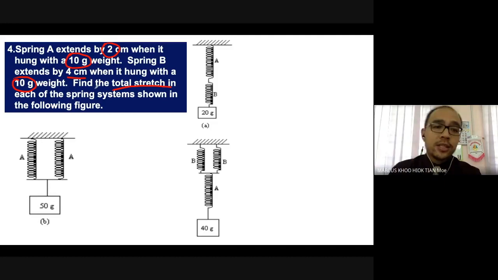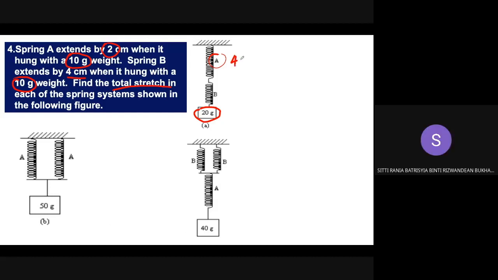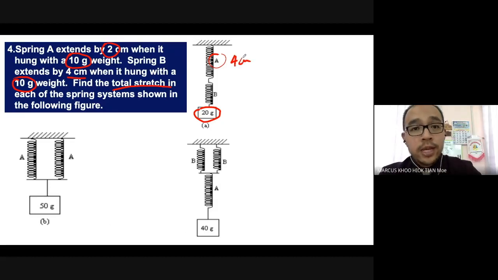Okay, let's consider this situation first. So this is 20 grams. Okay, how much is A going to extend? 2. 4. Okay, it will extend by 4 cm. 2 centimeter for every 10 gram. I think Dina was the one that got this wrong, right? Every 10 gram, they are going to extend by 2 cm. So because there is a 20 gram over here, so it will extend by 4.